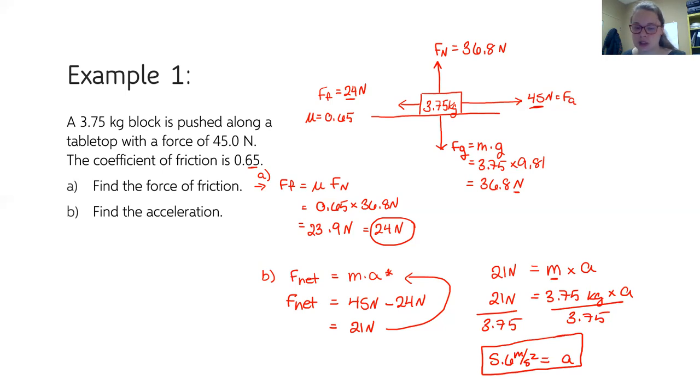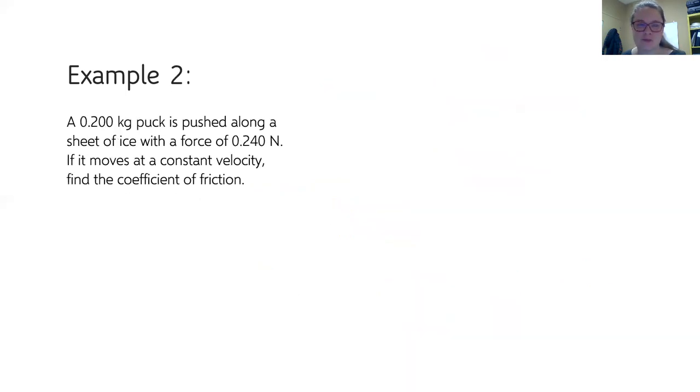Now let's go on to another example. I told you I had 5 examples. In this case, we have a 0.2 kg puck pushed along a sheet of ice with a force of 0.24 newtons. If it moves at a constant velocity, find the coefficient of friction.